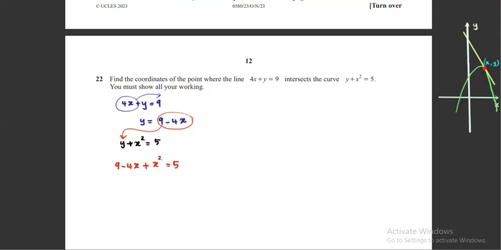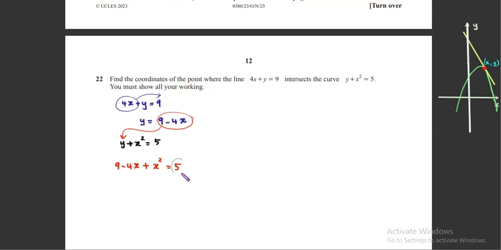The moment you see a square for x or any variable, and if that is the highest power, and you are given an equation, we need to understand that this is a quadratic equation. So when we try to solve a quadratic equation, we need to make sure that we make the equation equal to 0.